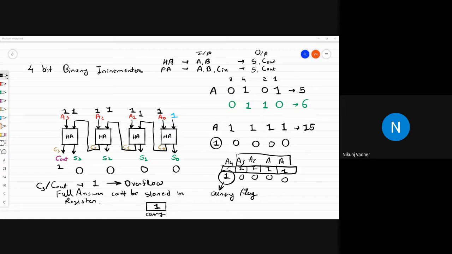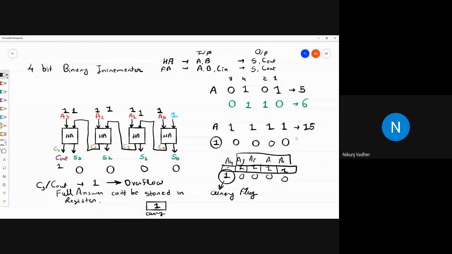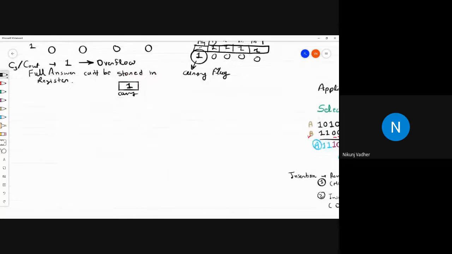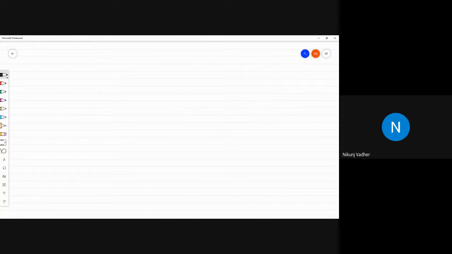So we are done with two types of register micro-operations, arithmetic and logic. Let's move forward with the next type of micro-operation, that is shift micro-operation.